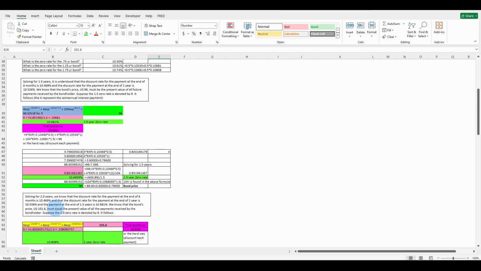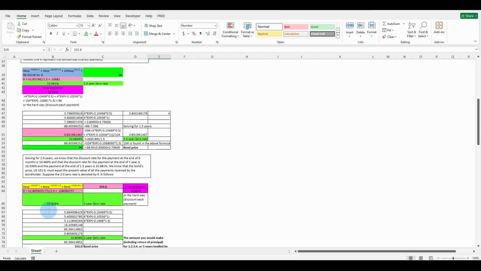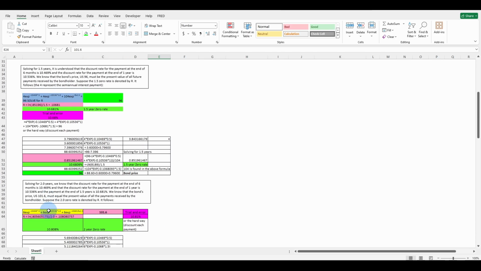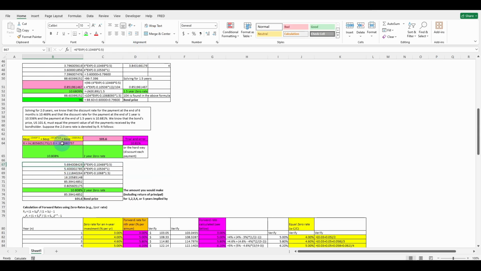The question is, suppose the 2-year zero rate is denoted by R. It follows, what is the 2-year zero? We can use this formula right here. We're going to come up with 101.6. And with 101.6, we know we can derive this using this, all this stuff here with this number. Following the same steps, all I did was I broke this down. And there's no surprise here as to what we're trying to do here.